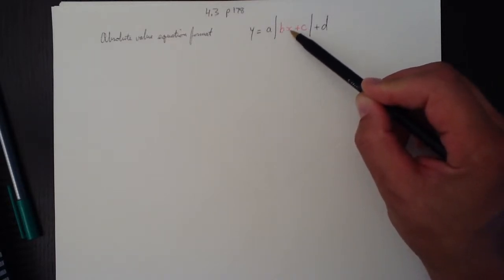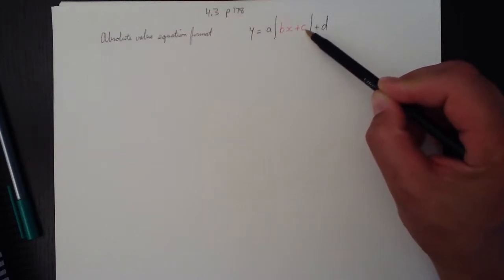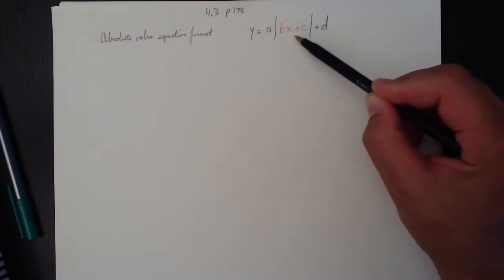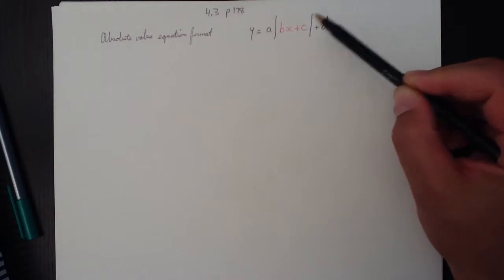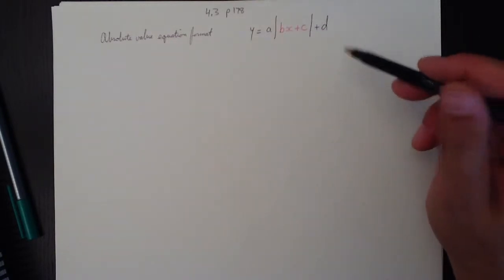You see x in that stuff, so x might be multiplied by something. There might be an addition to it. So there's a bx plus c stuff in the absolute value plus d. So if we see this format, we immediately recognize a couple of things.